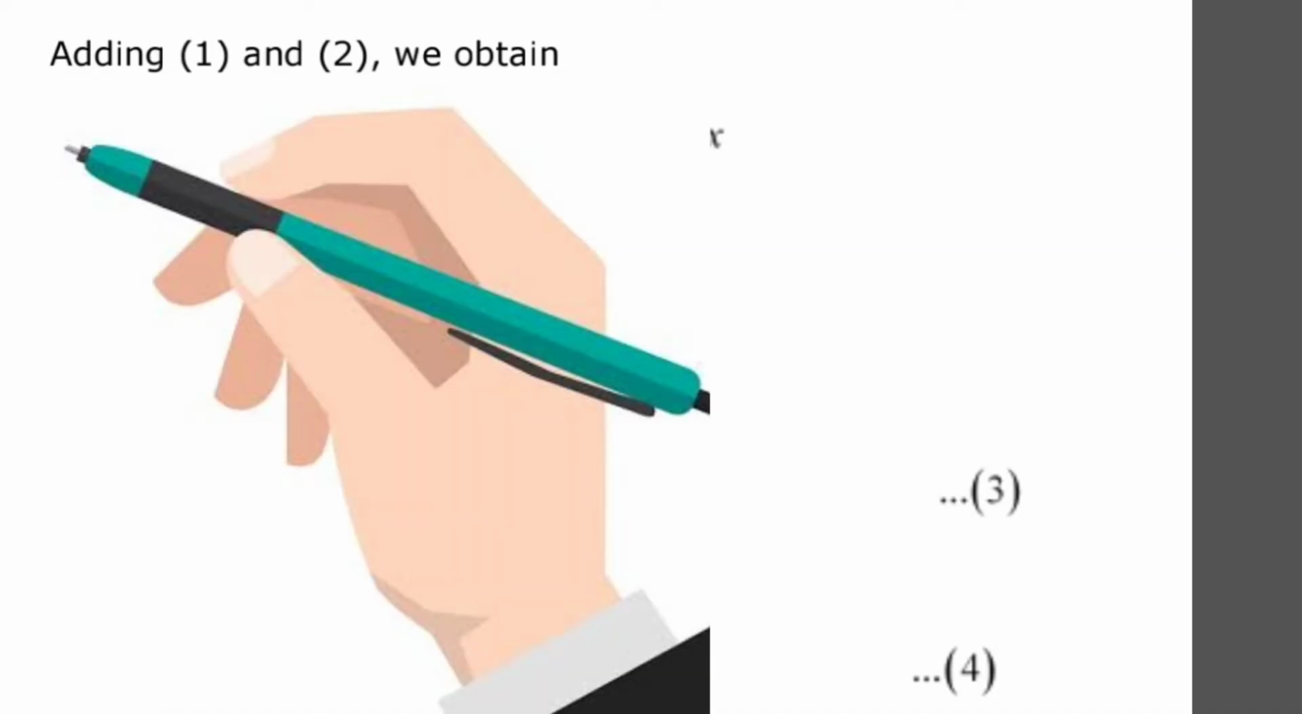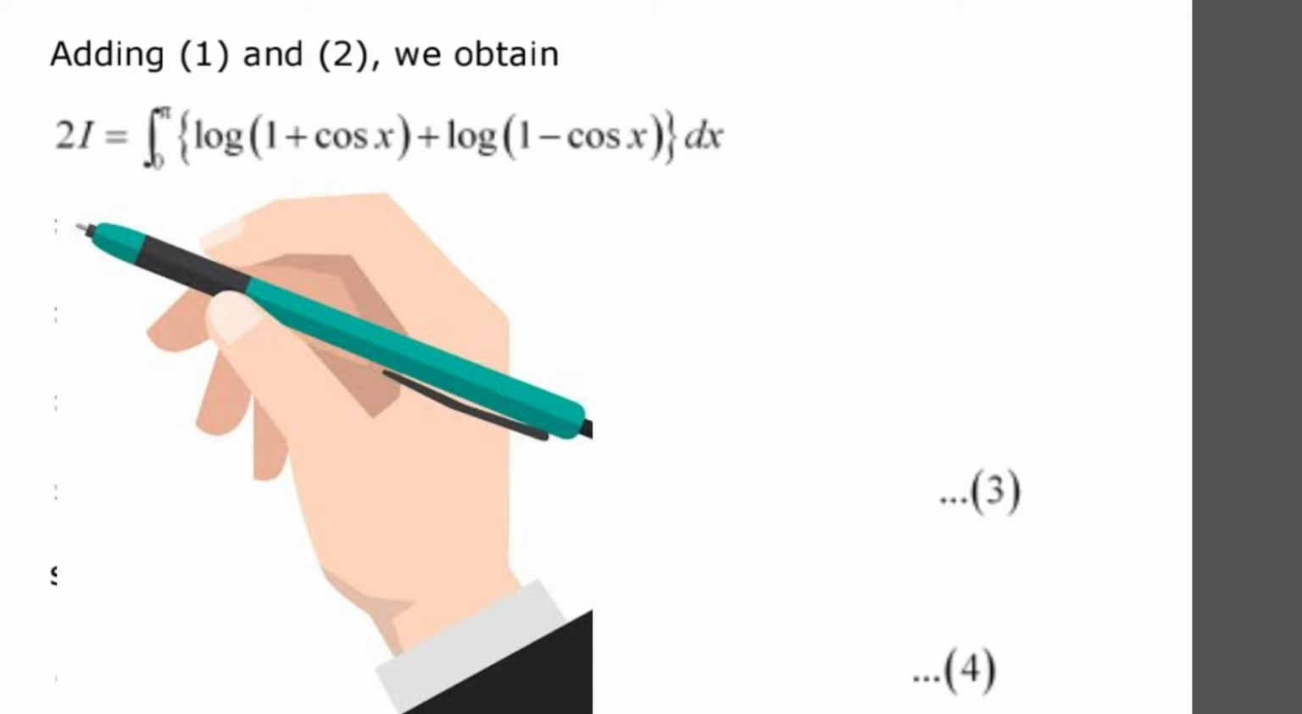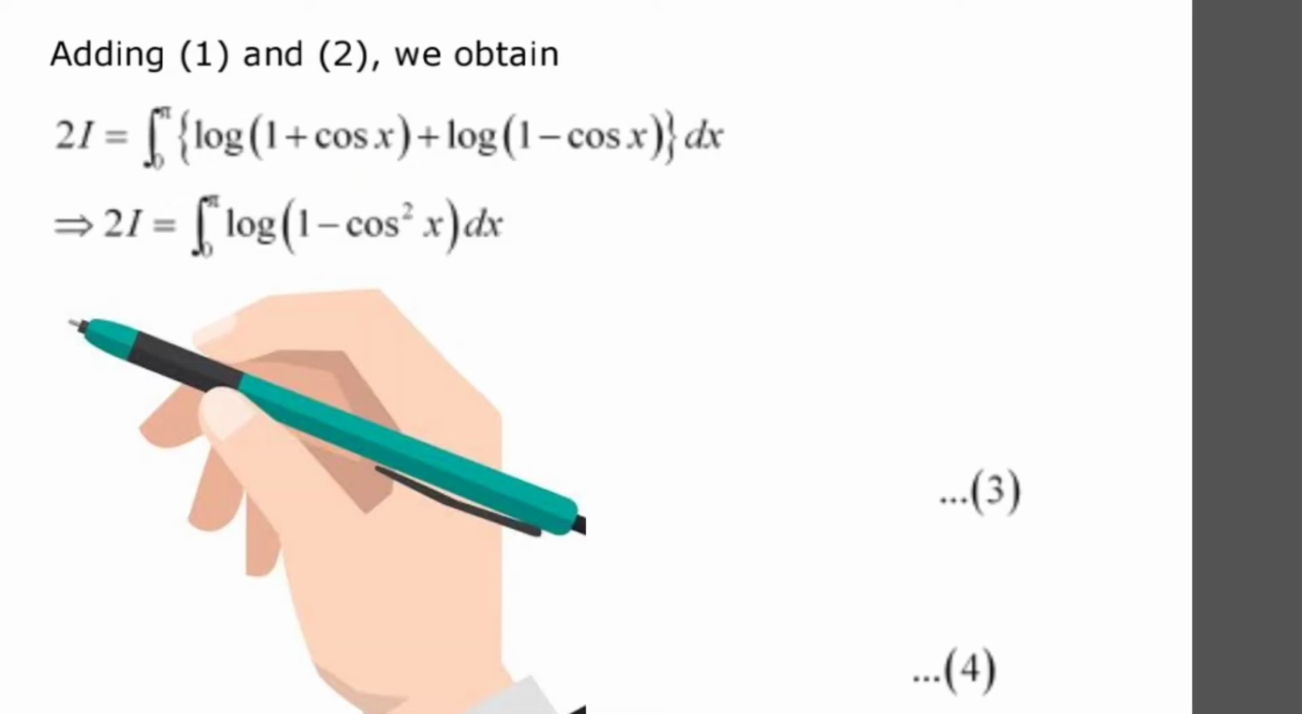Now I add number 1 and 2, and I obtain 2I, because the left side is I. So 2I equals the integral from 0 to pi of log of 1 plus cos x plus log of 1 minus cos x. According to the rules of log, if you add the logs, you have to multiply. So 1 plus cos x times 1 minus cos x gives 1 minus cos square x.